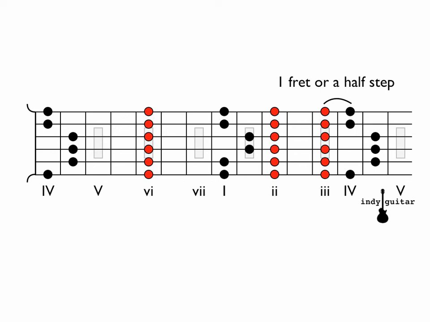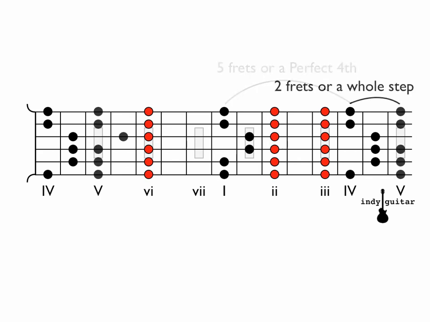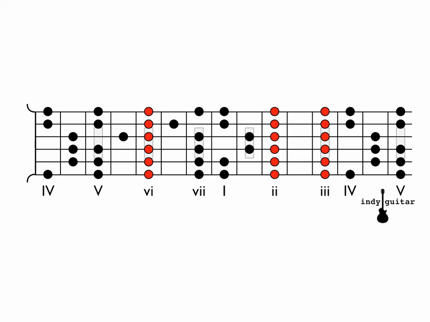Now we're adding 4. It's in 2 places because every one, unless you only do 12 frets, is going to show up more than once. The distance from 1 to 4 is 5 frets or a perfect 4th. That's where it gets the term 4. 2 frets or a whole step from 4 to 5. 7 frets or half steps makes a perfect 5th from 1 to 5. There they all are. Now we got to figure out a way to memorize the non-straight ones.